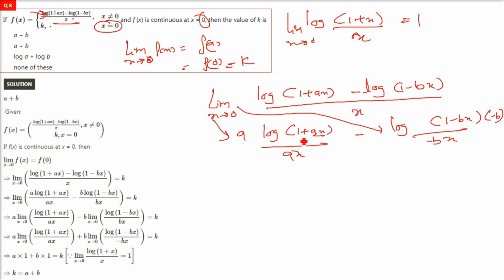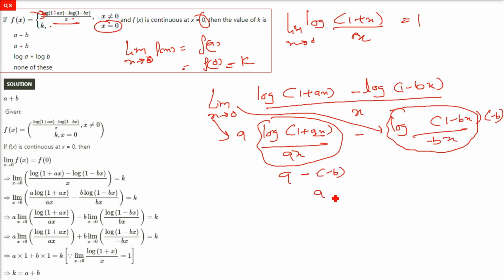So let us apply the limit here. We are applying limit both the sides. So this is simply log(1 plus theta) by theta, or log(1 plus ax) by ax. This is going to be 1. Log(1 minus bx) divided by minus bx, this is also equal to 1. So a minus of minus b, that is a plus b, has remained, and that is equal to your f(0), which is equal to k.